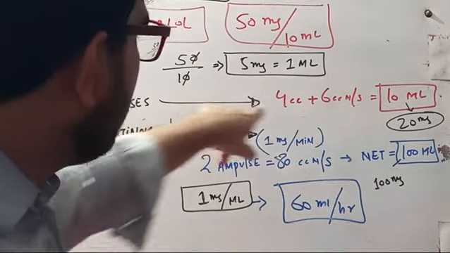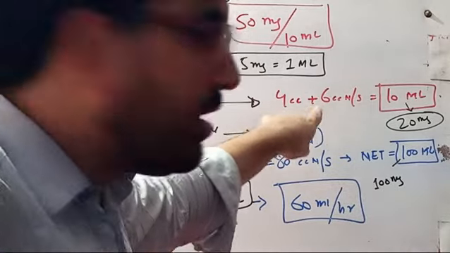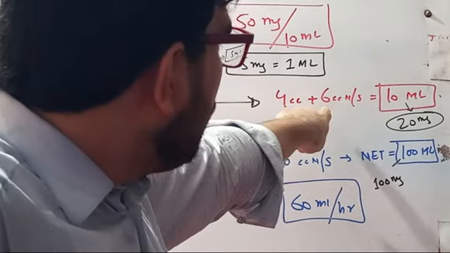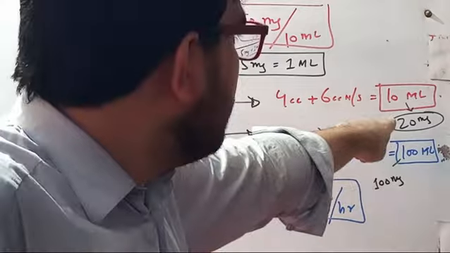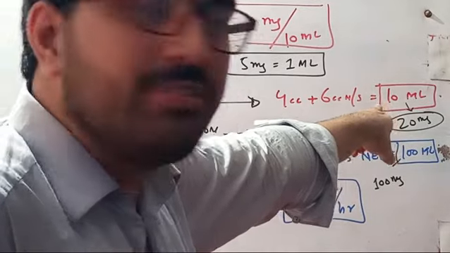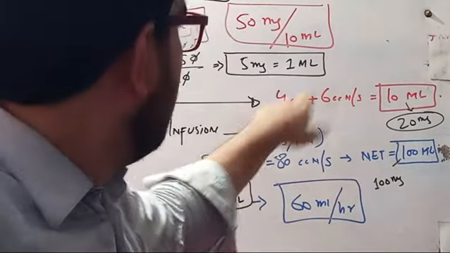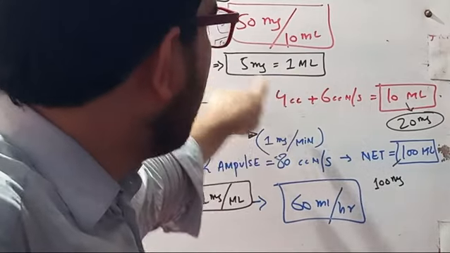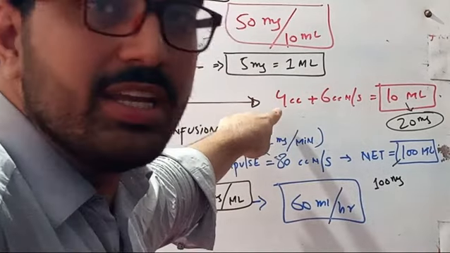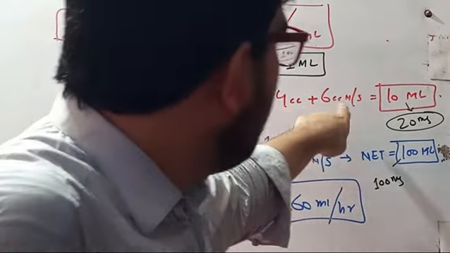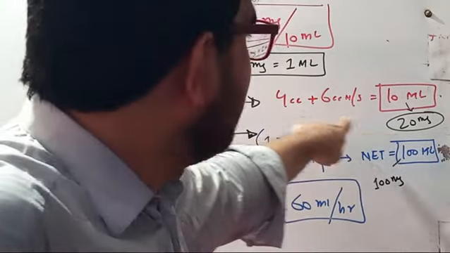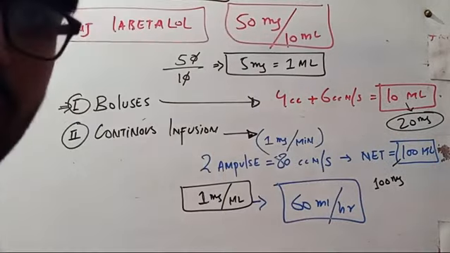So what we do in the bolus, we take 4 cc of injection labetalol and mix it with the 6 cc normal saline to give the final solution of 10 ml. Now this 10 ml contains 20 mg of labetalol, because 1 cc has 5 mg, so 4 cc, 5 4s are 20. That is 20 mg labetalol, and we dilute it with the 6 cc normal saline, and we give that very slowly.